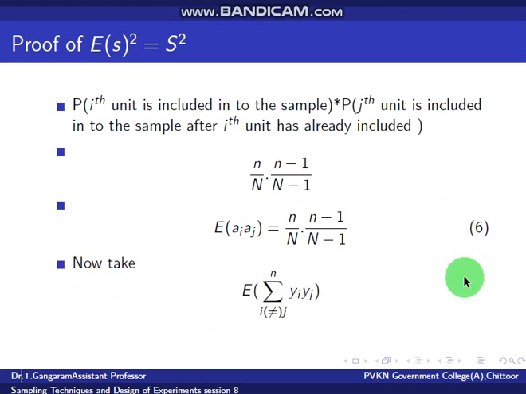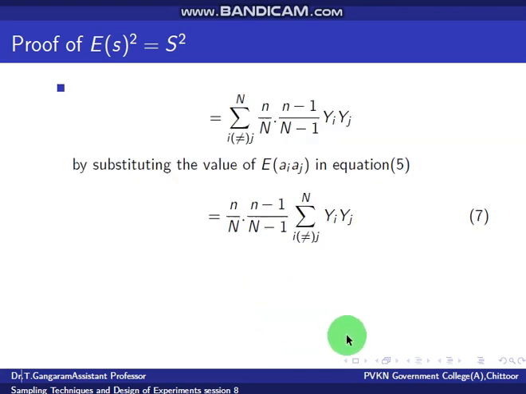Now take this expectation of i not equal to j. Here expectation of ai aj, this value, by substituting the value of ai aj in equation 5, we get this. This is equation 7, taking these values outside summation.